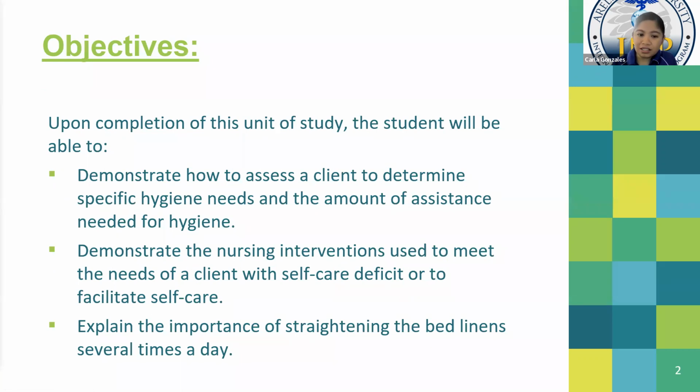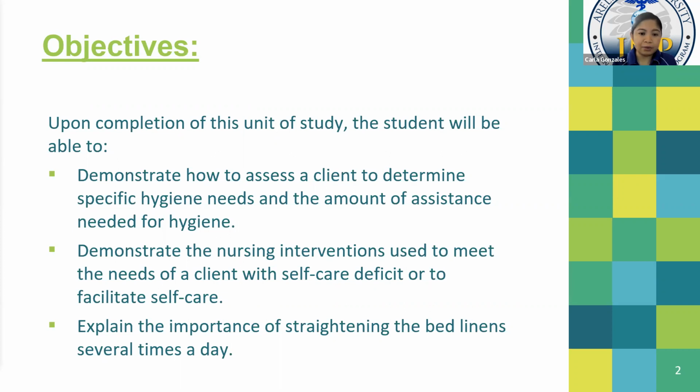So when we say hygiene, this would include oral hygiene, denture care, eye care, artificial eyes. We could also have patients with contact lenses, irrigating the ears. If we have patients with hearing aids, we also need to know how to properly care for them. Okay, so demonstrate those nursing interventions used to meet the needs of a client with self-care deficit or facilitate self-care.